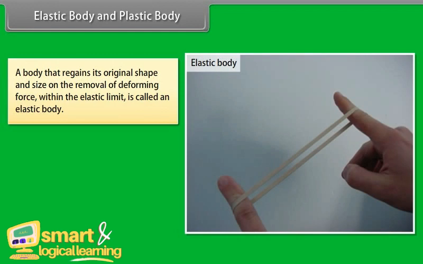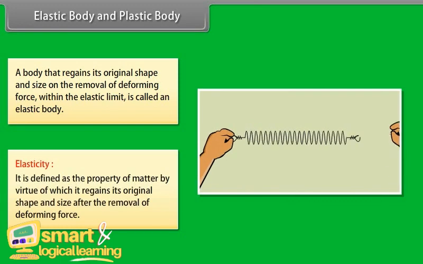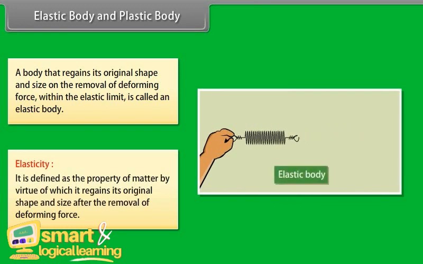Elastic body and plastic body. A body that regains its original shape and size on the removal of deforming force within the elastic limit is called an elastic body. Elasticity is defined as the property of matter by virtue of which it regains its original shape and size after the removal of deforming force.